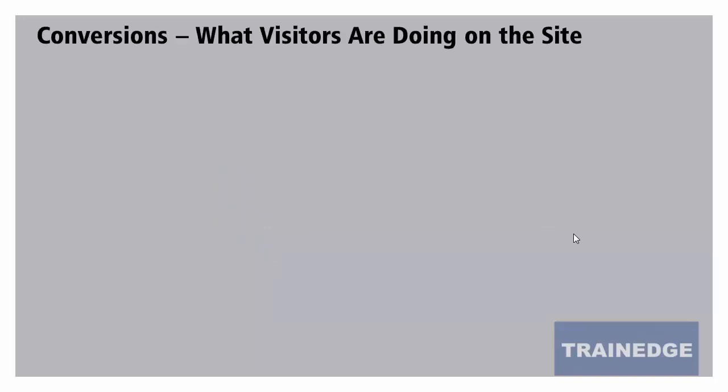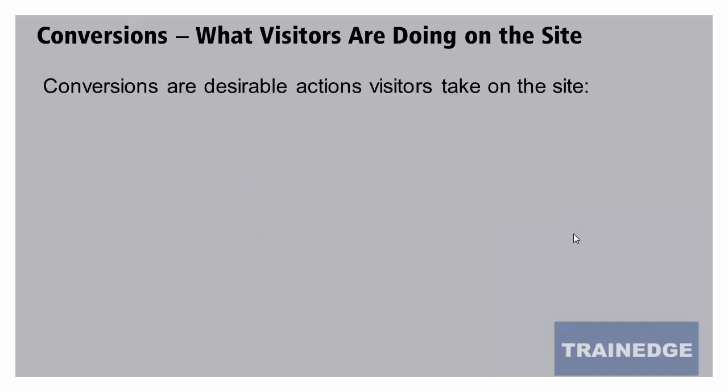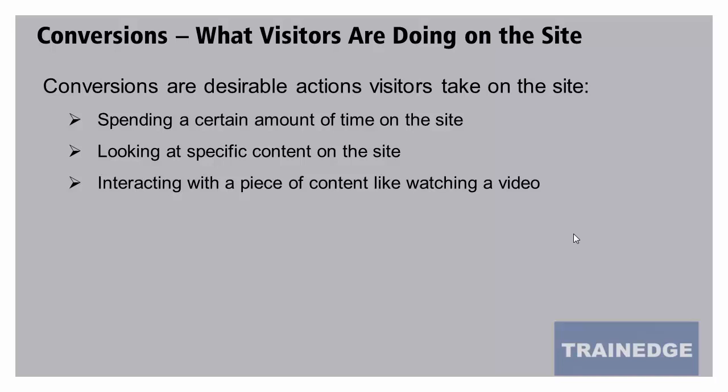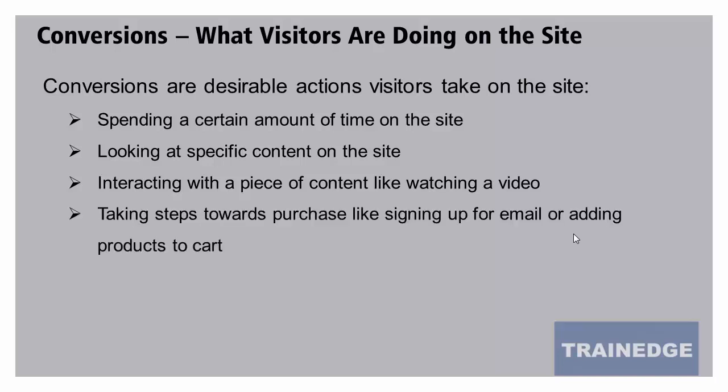Finally, let us look at conversions. Conversions are what visitors are doing on your site. These are desirable actions visitors take on the site, such as spending a certain amount of time on the site, looking at specific content, for example, watching a video, interacting with a piece of content, taking steps towards purchasing like signing up for email or adding products to cart, or actually buying a product or filling up a lead form. All of these are conversions.